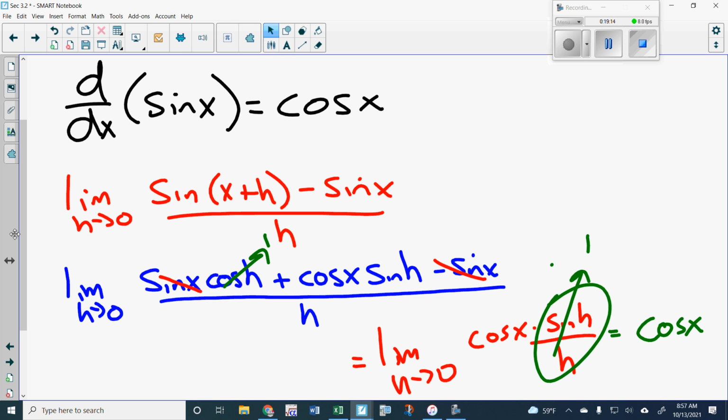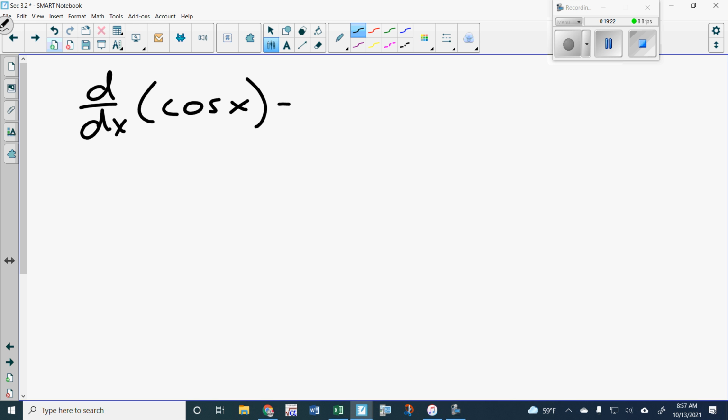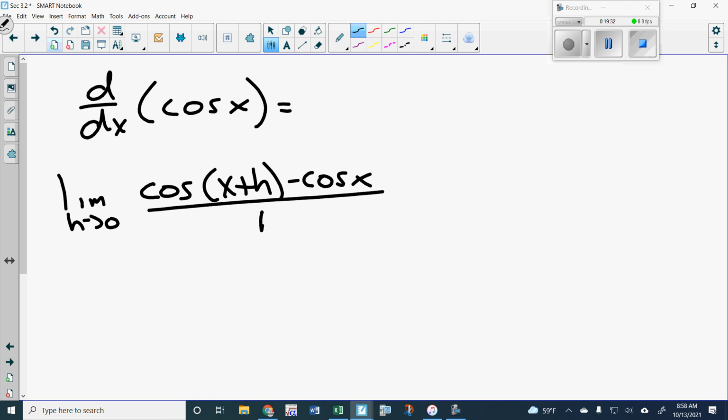Do we want to do the cosine one? Yeah, let's do that one too. We got time here, so let's look at the derivative of cosine. So this is the limit as h goes to 0 of cosine of x plus h minus cosine of x, over h. Now, here the formula is a little different.